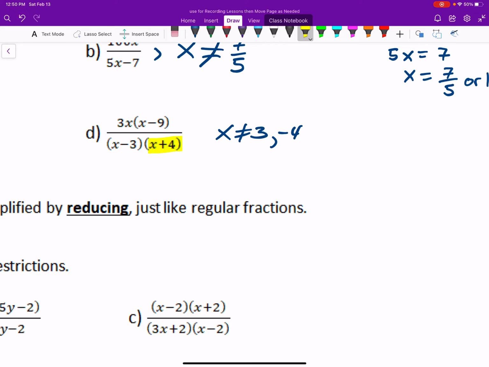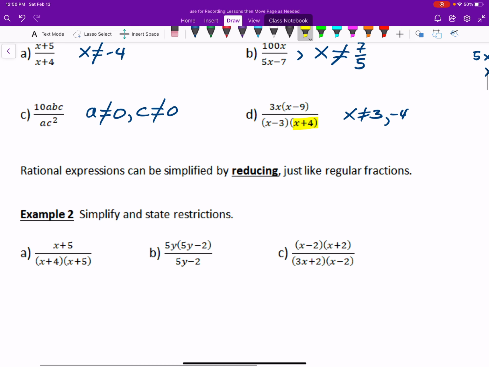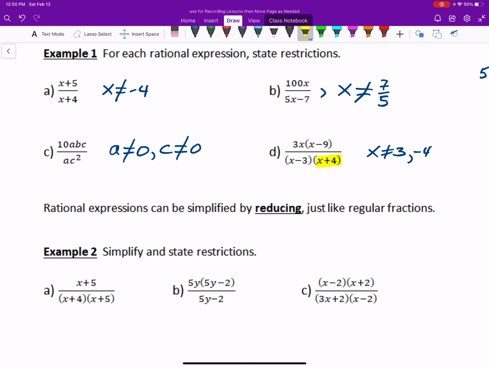Since I've got just the one variable x, I can write it this way. I can write x not equal to, and then I can just list the things it's not equal to if there's more than one. So those are restrictions. I usually put a comma after, or a semicolon sometimes, but usually I separate them with a comma like that.